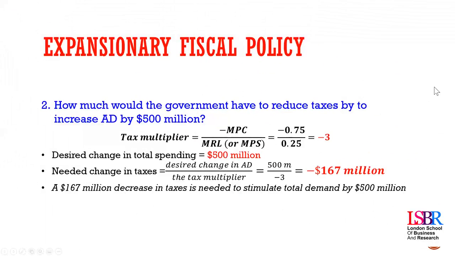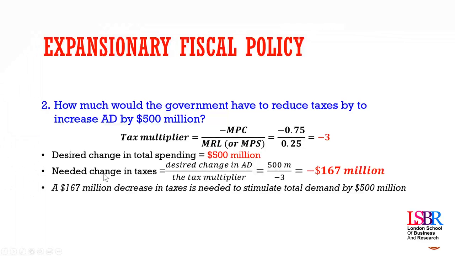In some cases, the government might want to expand the economy. So the government might want to reduce taxes to increase aggregate demand. What will it do here? You will use what's called the negative of the marginal propensity. It's not about spending, it's about saving. So it's minus the MPC over the difference: minus 0.75 over 0.25, the difference between 0.75 and 1, equals minus 3.